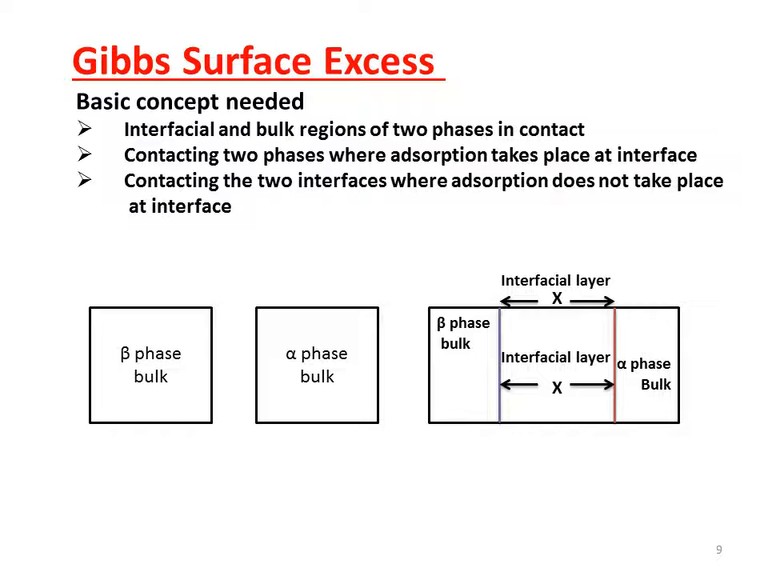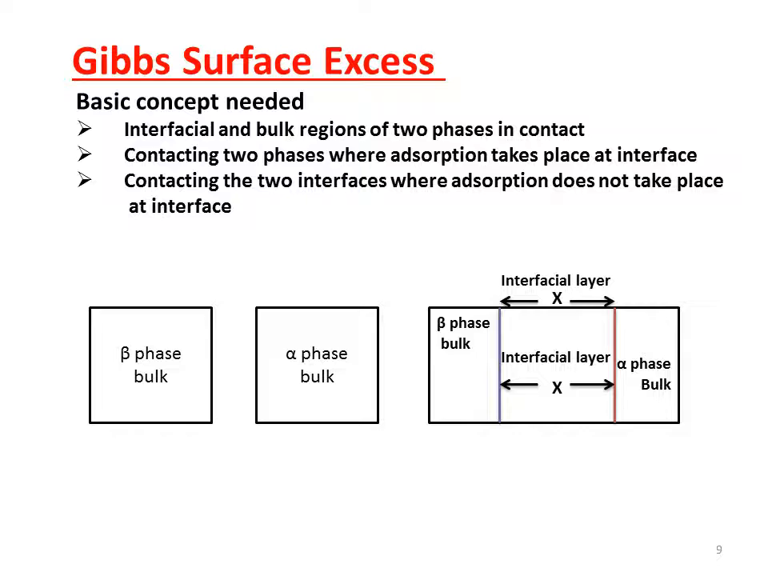Okay, we have three images. First is the bulk of the beta phase, and the other is the alpha phase. When these two phases are in contact, they form an interfacial layer. This interfacial layer has some thickness, and it lies in between the two phases.